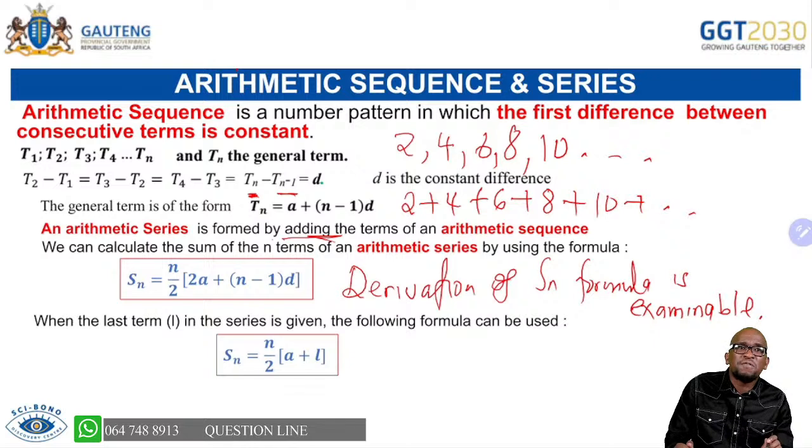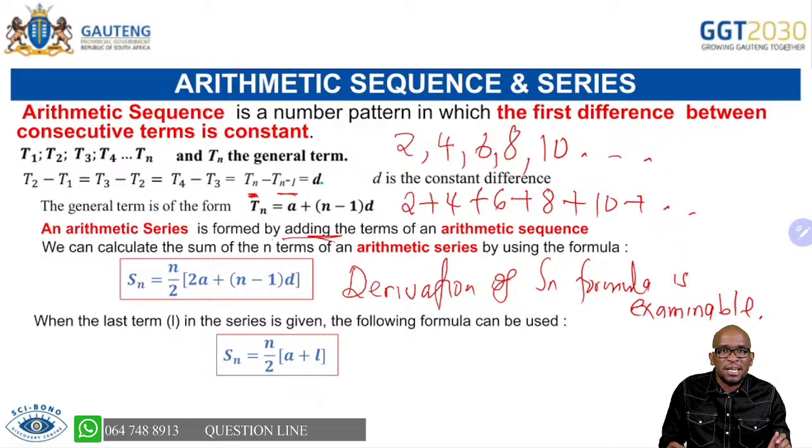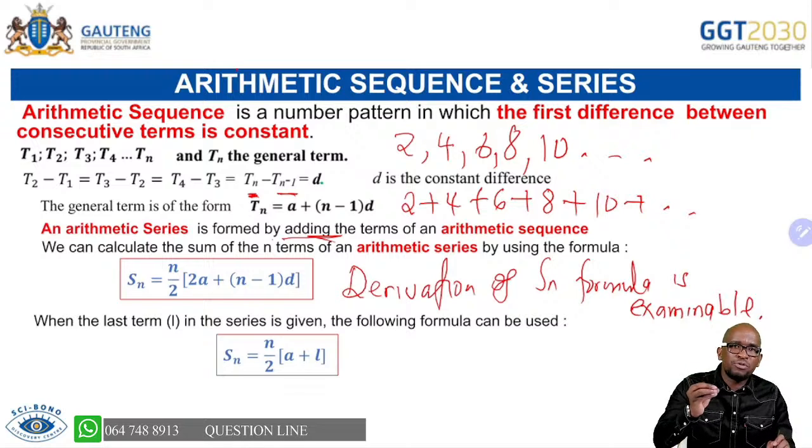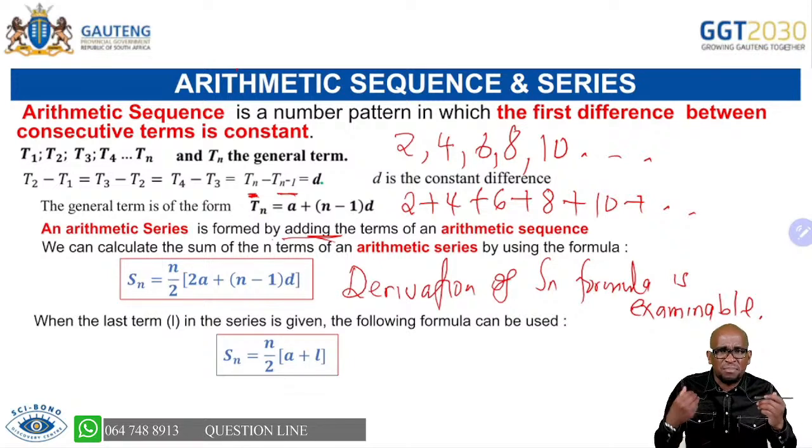The derivation of this formula is examinable. So you should be able to derive this formula. Please ensure that before you get into that exam, you are able to derive that particular formula, because they can ask it for 5 marks. And it's part of book work. It's marks that you should be getting without any hassles.